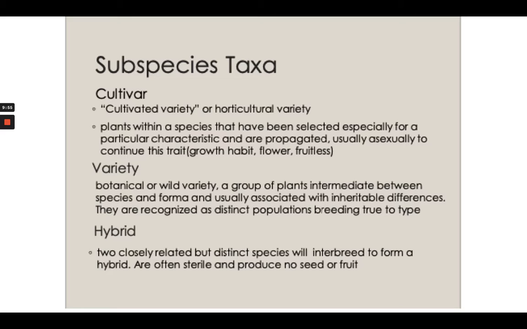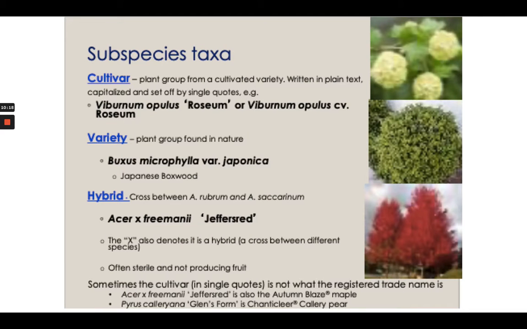The variety is a botanical or wild variety, a group of plants intermediate between species, usually associated with inheritable differences. They are recognized as distinct populations, breeding true to type. A hybrid is a closely related but distinct species that will interbreed to form a hybrid. It's often sterile and can produce no seed and no fruit, similar to how that mule was.